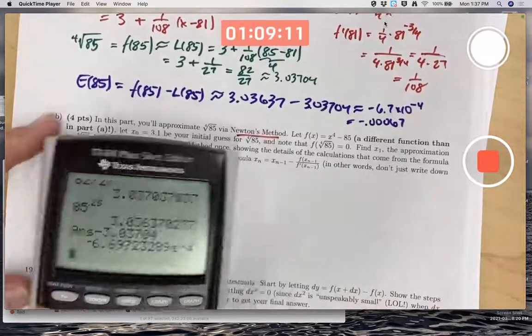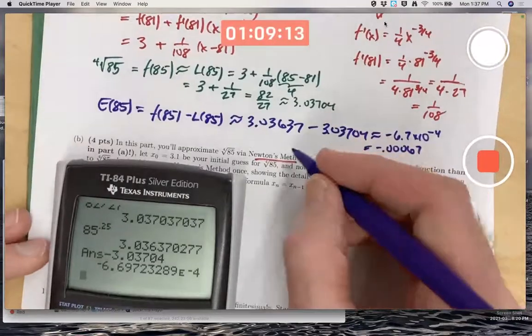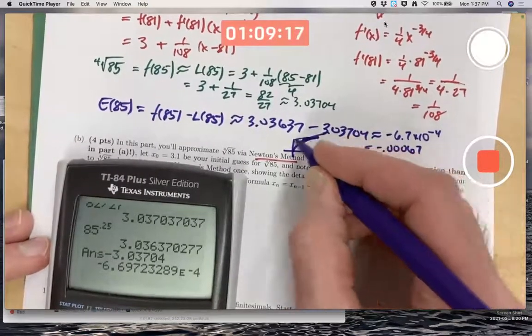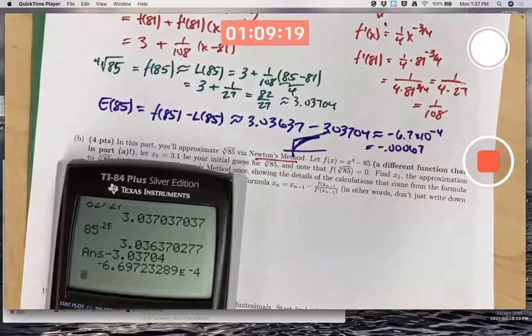And why is it too big? It's because the graph of the fourth root function is concave down when x is positive, and so the tangent line is above it, which makes the approximation too big and makes the error negative.